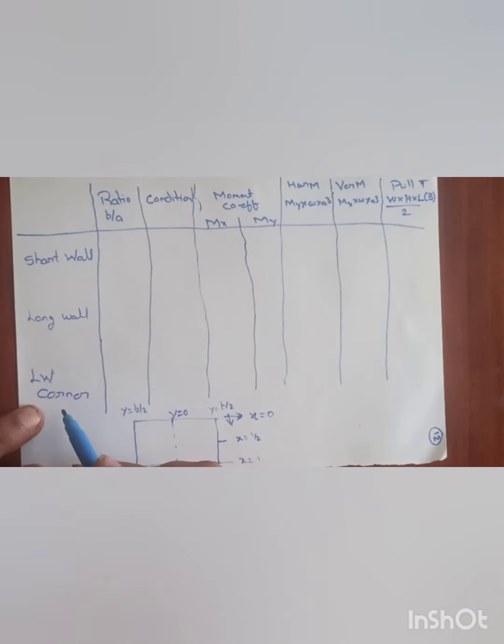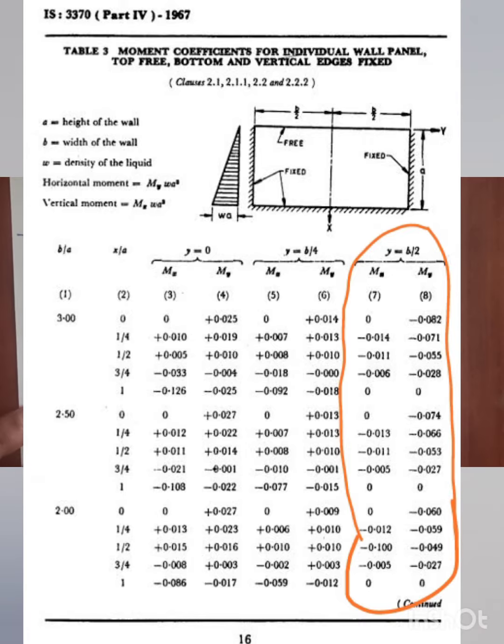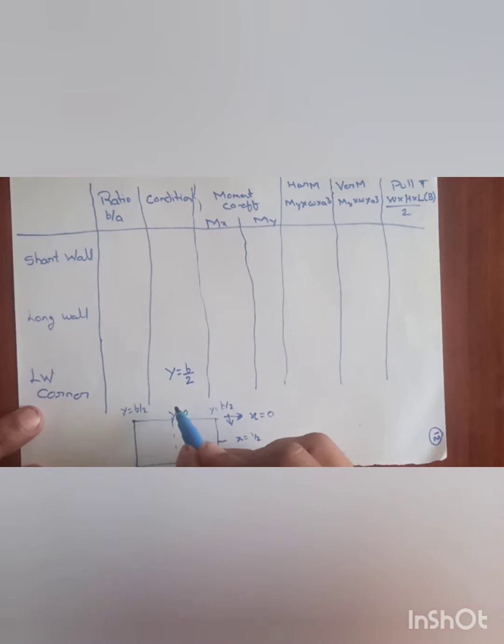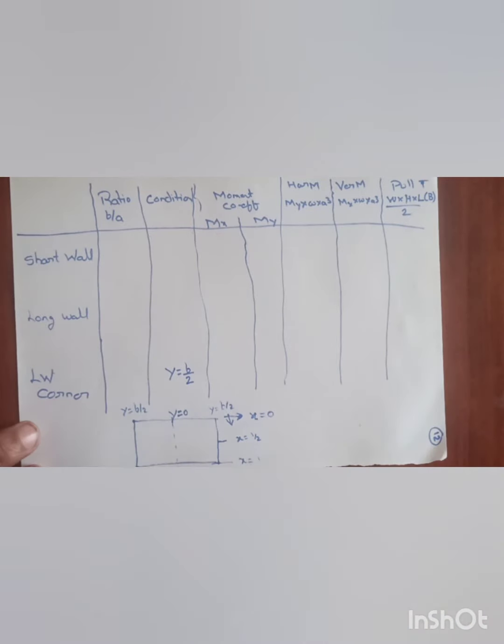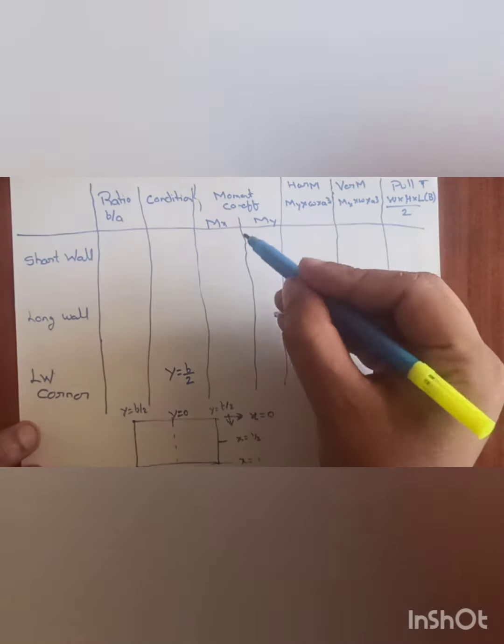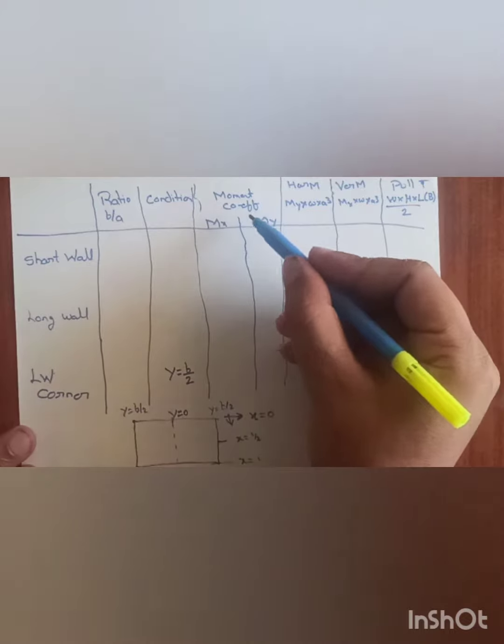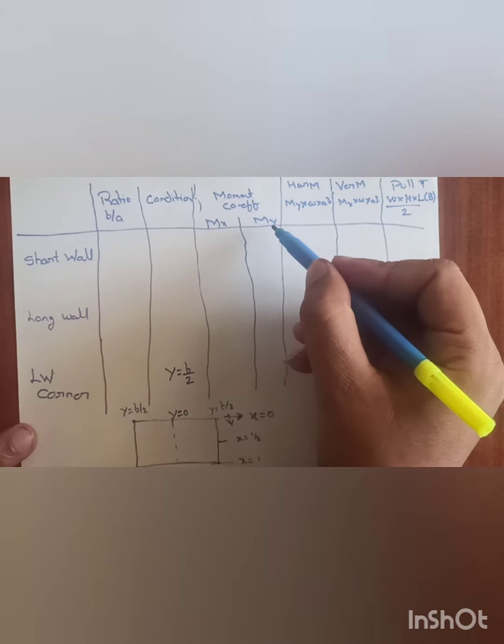For long wall corner, it is for sure it will be at the corner, so the condition will be y equals b by 2, and x by a we can take it at the maximum value. Now the next column will be moment coefficients. We need to find mx and my.